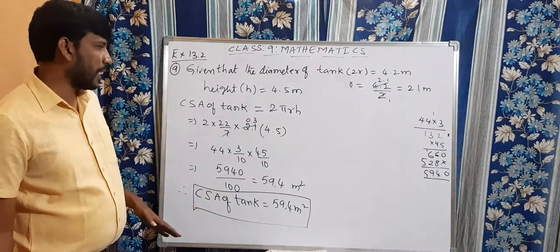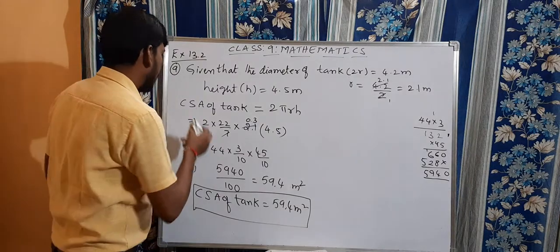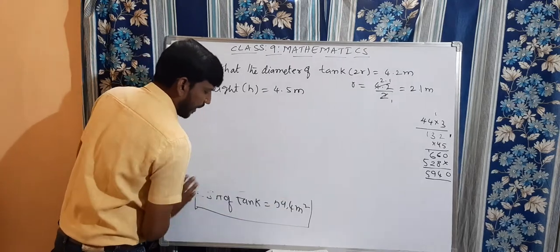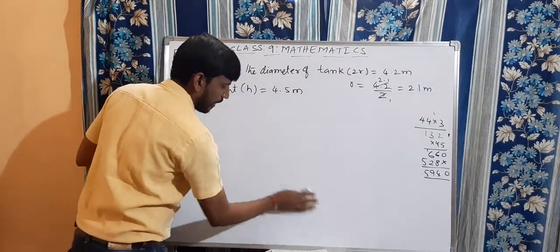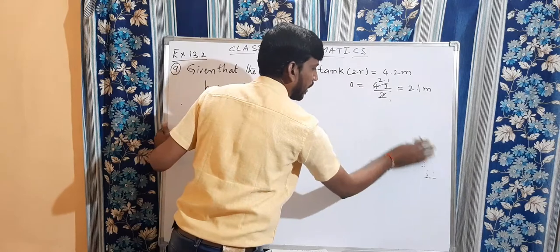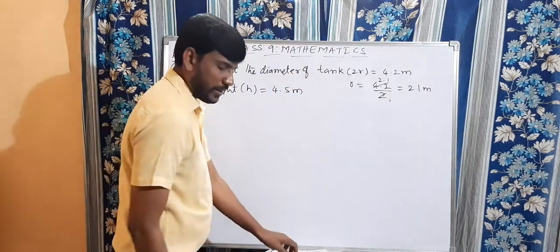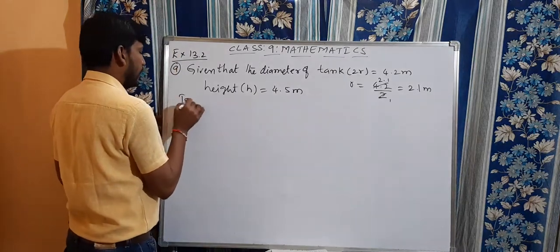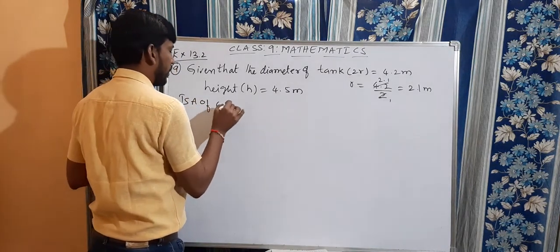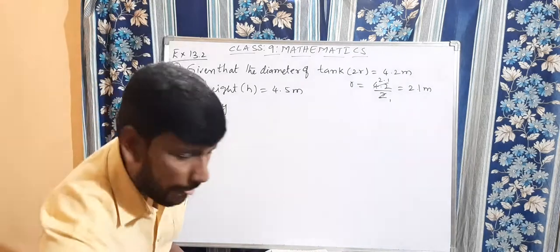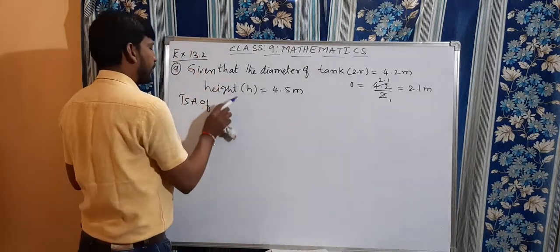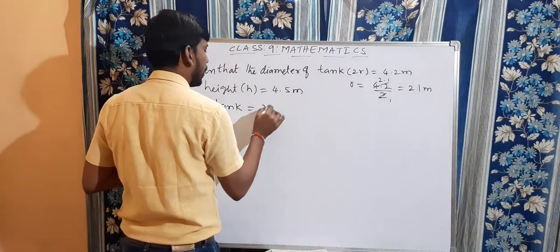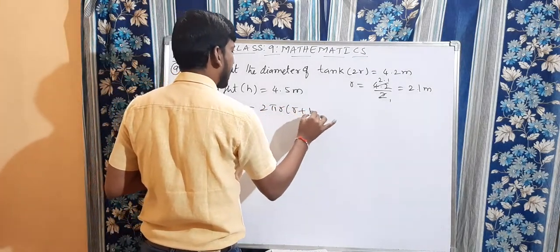I think this is clear for you. Okay, can I erase this part? Right. So now I am going to erase this part only. Clear? Now we are going to find out TSA. What is the TSA of cylinder? Yes, the formula is 2 pi r into r plus h. Now TSA of cylinder or tank, you can take tank. Here TSA of tank is equal to 2 pi r into r plus h.